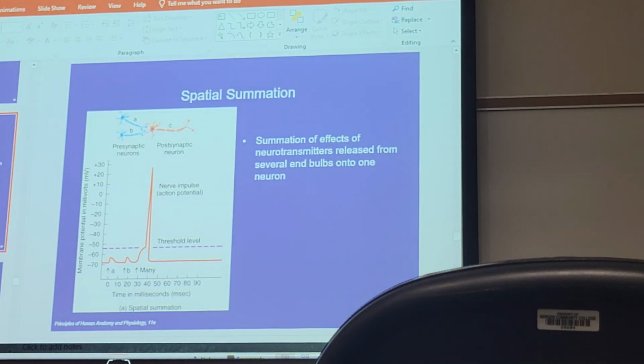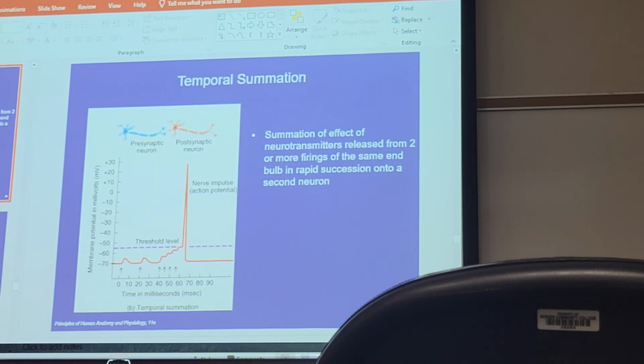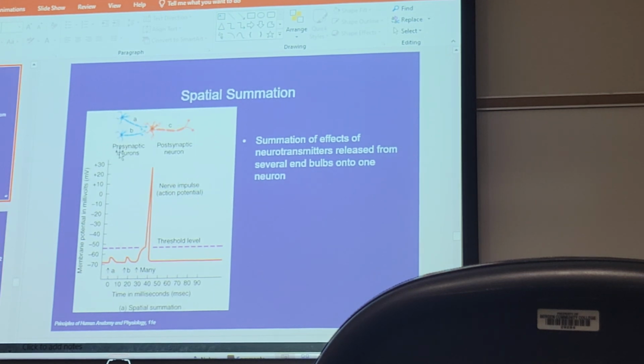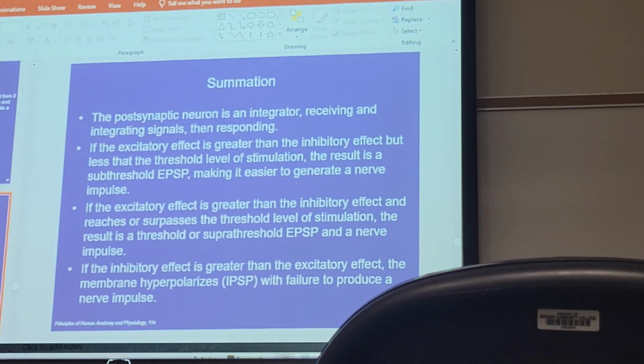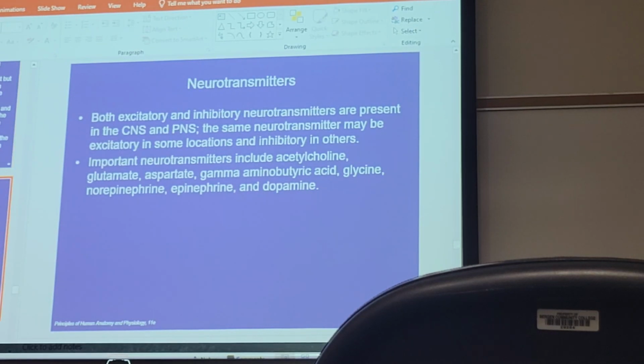Summations could be spatial or temporal. Spatial is where we get a signal that is a spike, basically, and it exceeds the threshold, getting one response. Temporal is where one neuron is affecting the next neuron, basically. Spatial, you can have two neurons affecting the one. Overall, we're looking at whether it's getting more excited or more inhibited responses. Okay, overall. Neurotransmitters, excitatory, inhibitory, to both systems, central or peripheral. And we have a bunch of them.